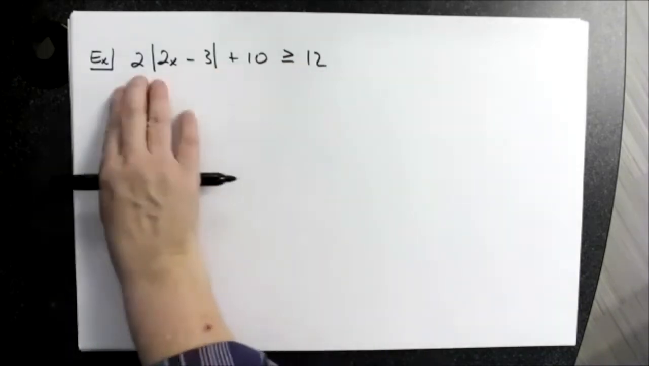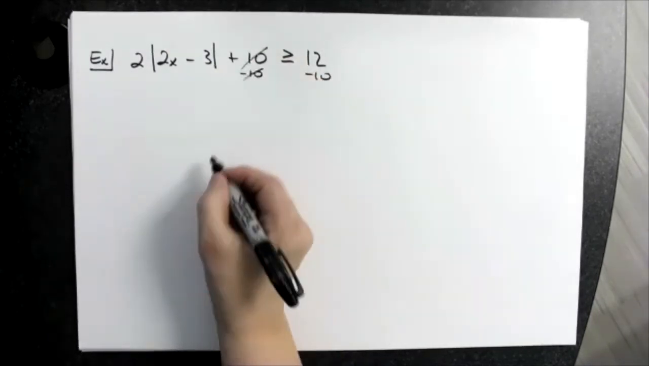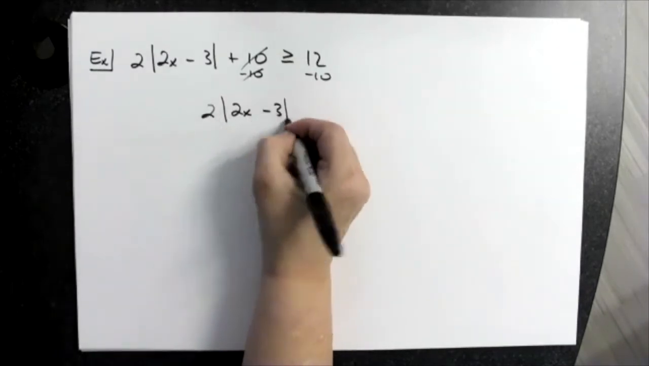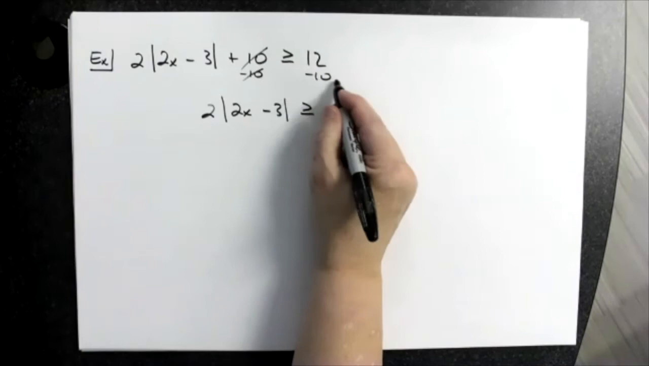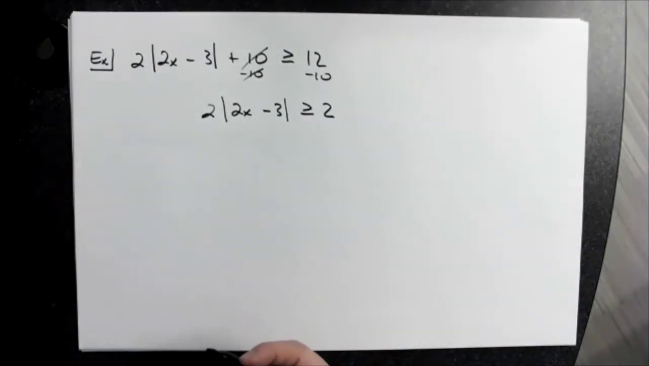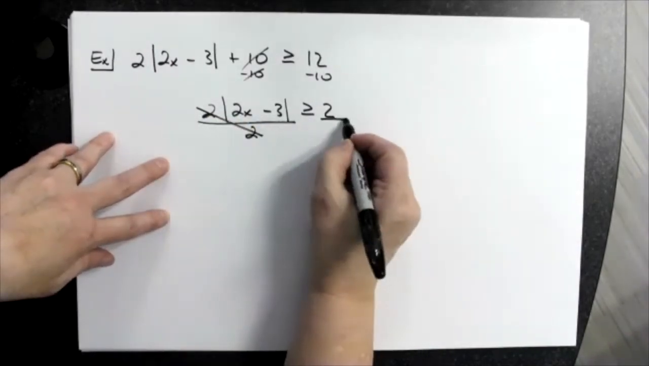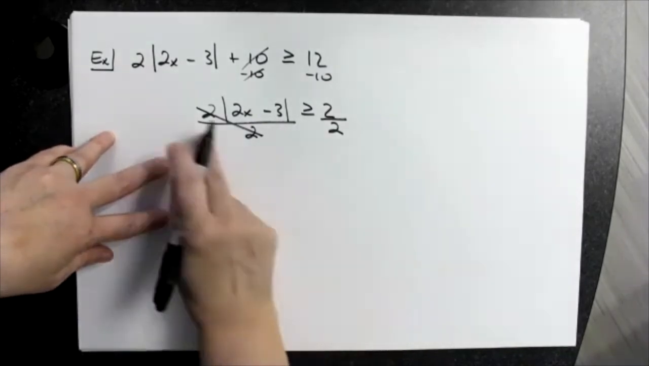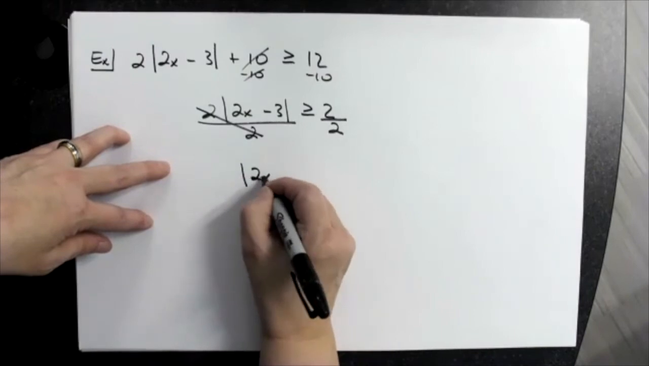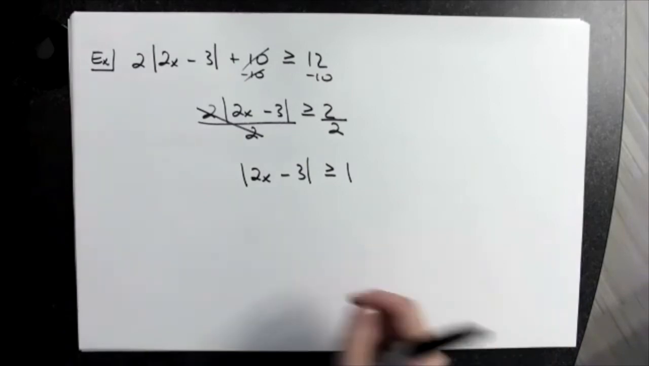Okay, so isolate first. So subtract 10, subtract 10. All right, that'll give me absolute value 2x minus 3 greater than or equal to 12 minus 10, which is going to be a 2 on that side. All right, now on this one, when I divide both sides by 2, I do not have to change the inequality symbol because I'm dividing by a positive number. Okay, so in this one, the sign did not change. All right, but we don't always know that that's going to happen like that.